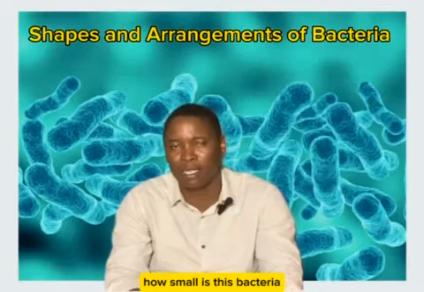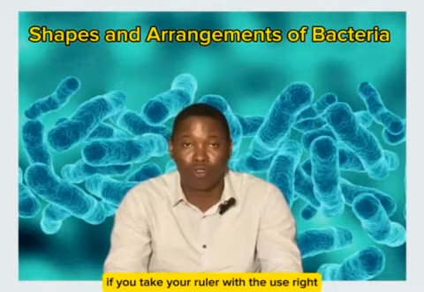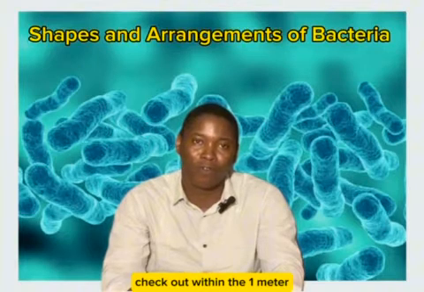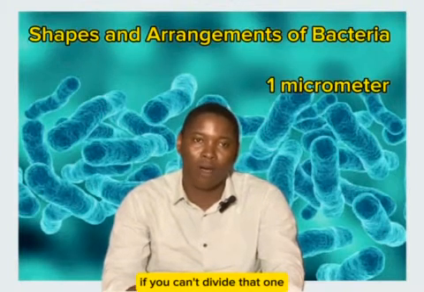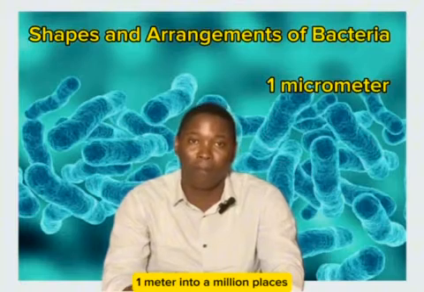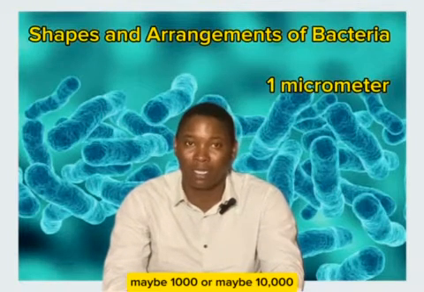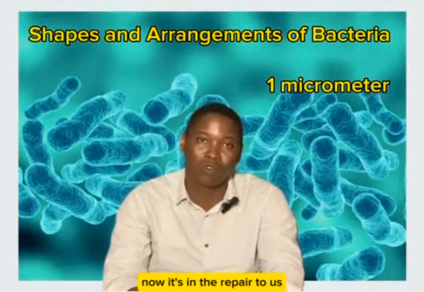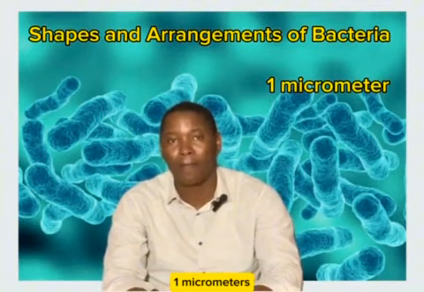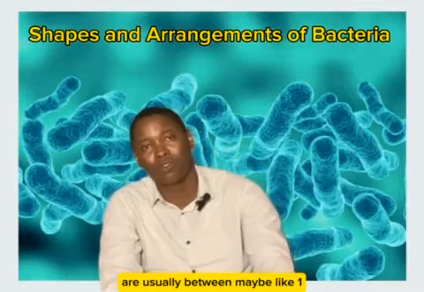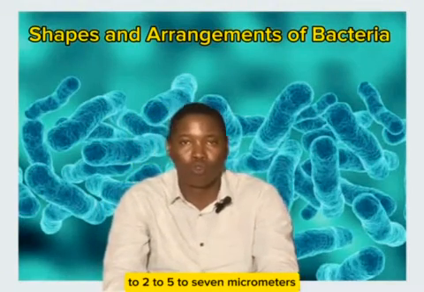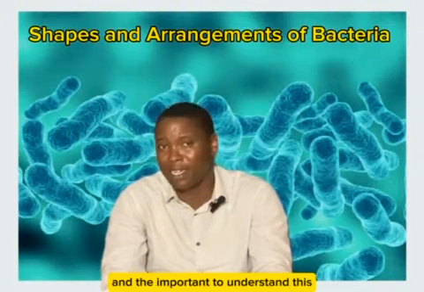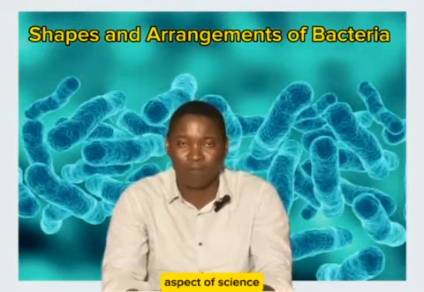Now wetin be the actual size of bacteria? How small is this bacteria? If you take your ruler wey you dey use write or you dey use rule things, check out wetin be 1 meter for that ruler. If you come divide that 1 meter into a million places, no be 1,000 o, no be 10,000, 1 million places. One inside that 1 million na wetin we dey refer to as 1 micrometer. And the size of bacteria na usually between maybe like 1 to 2 to 5 to 7 micrometers. So this na wetin the size of bacteria be, and e dey important to understand this aspect of science.